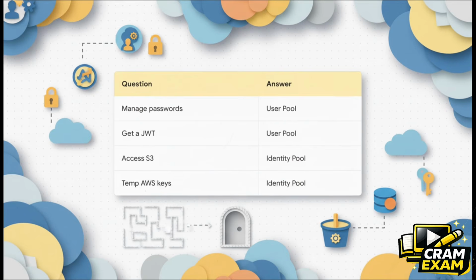Now listen closely, because if you're taking the DVA-C02 exam, this is a massive insider trap. If an exam question asks how to let users sign in, manage passwords, or get a JWT, the answer is always a user pool. But if the question asks how to grant an app user direct access to an AWS service like S3 or DynamoDB, or how to issue temporary AWS credentials, the answer is an identity pool. Do not fall for that trap.